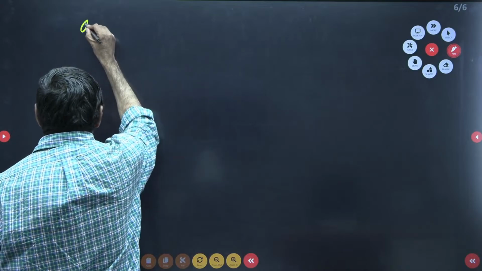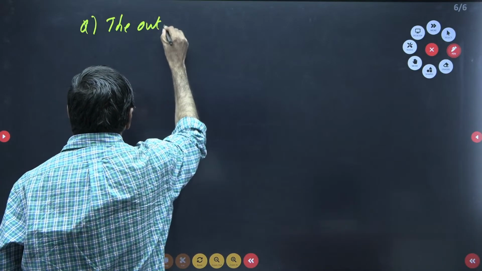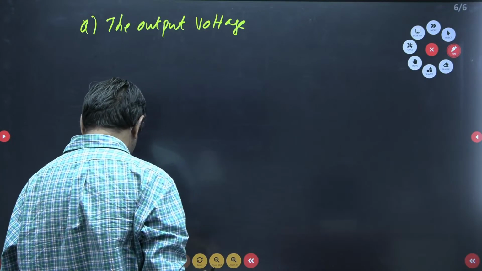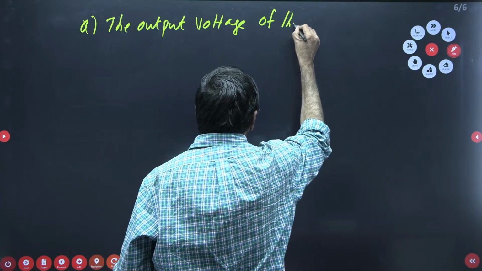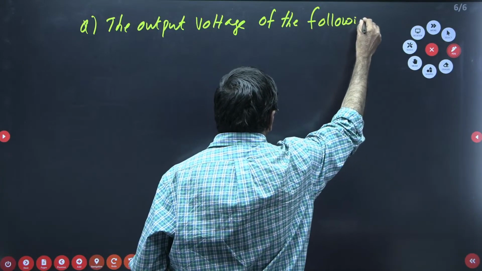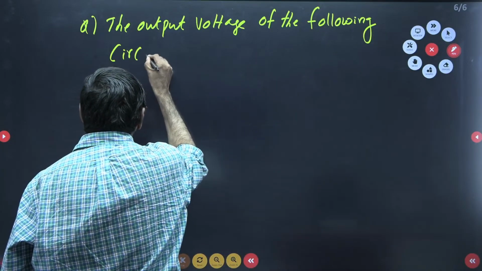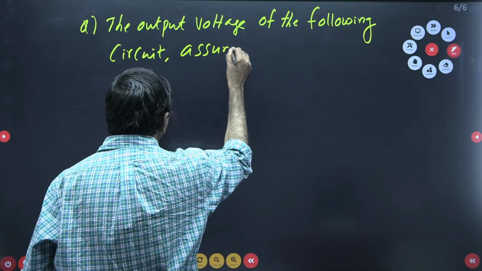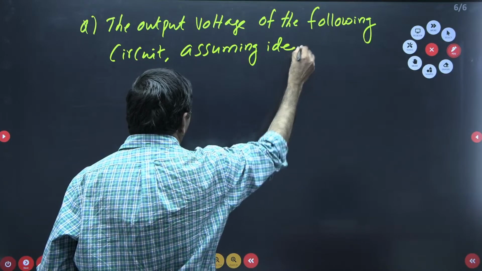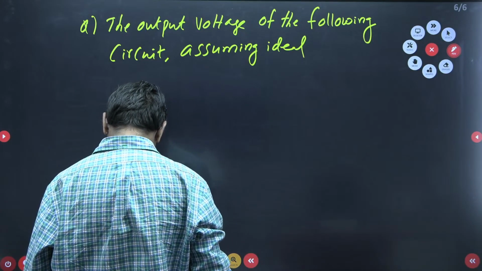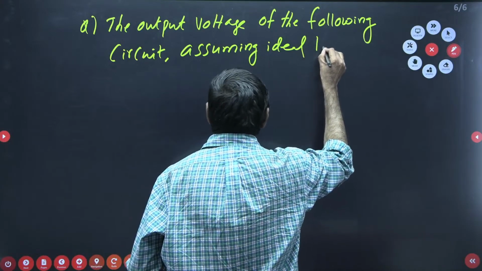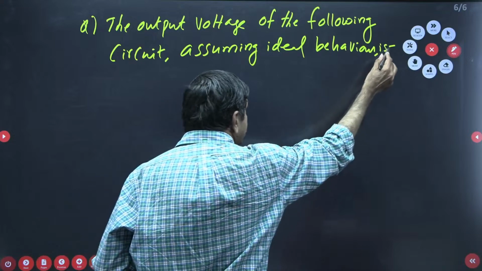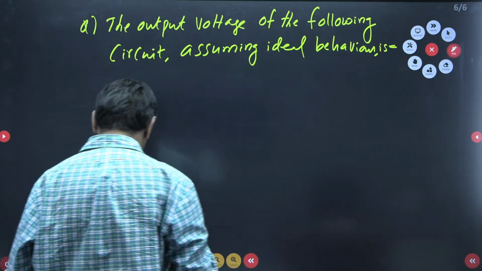The output voltage of the following circuit, assuming ideal behavior, is dash, and the given network is this. The network is given like this.